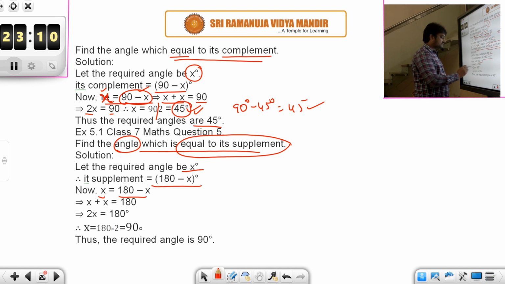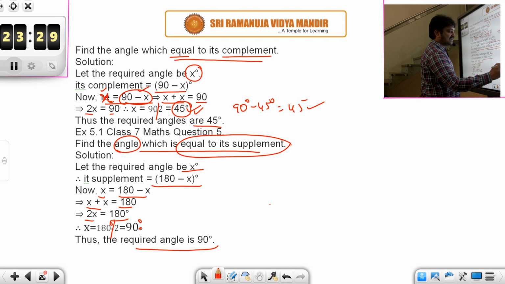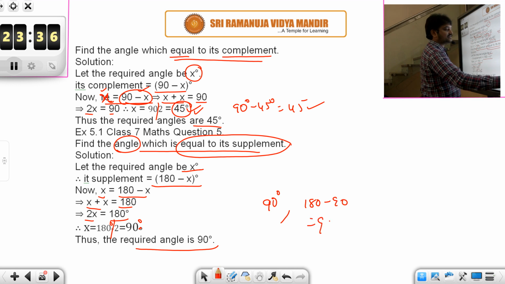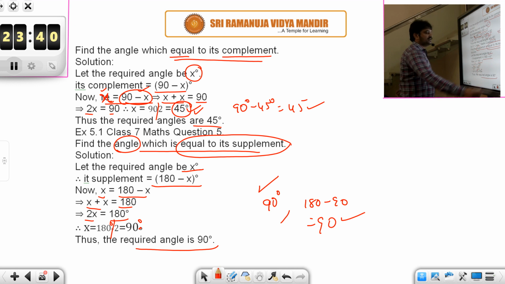Now adding x on both sides, you will get x plus x is equal to 180, or 2x is equal to 180 degrees. Now you need to find x. So divide by 2, you will get x is equal to 180 degrees by 2. So this will be 90 degrees. So thus the required angle is 90 degrees. Clearly you could see that if one angle is 90 degrees, what is the supplement of 90? 180 minus 90, which is also 90. So this angle is equal to the supplement. They are equal.